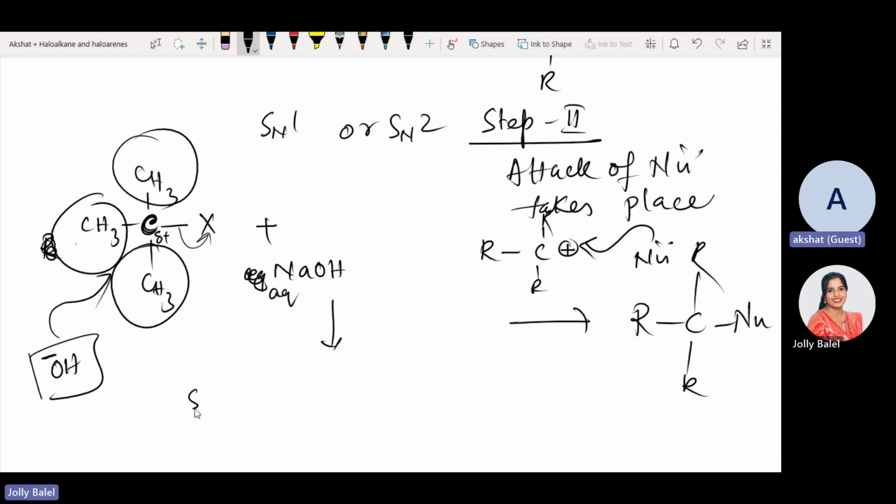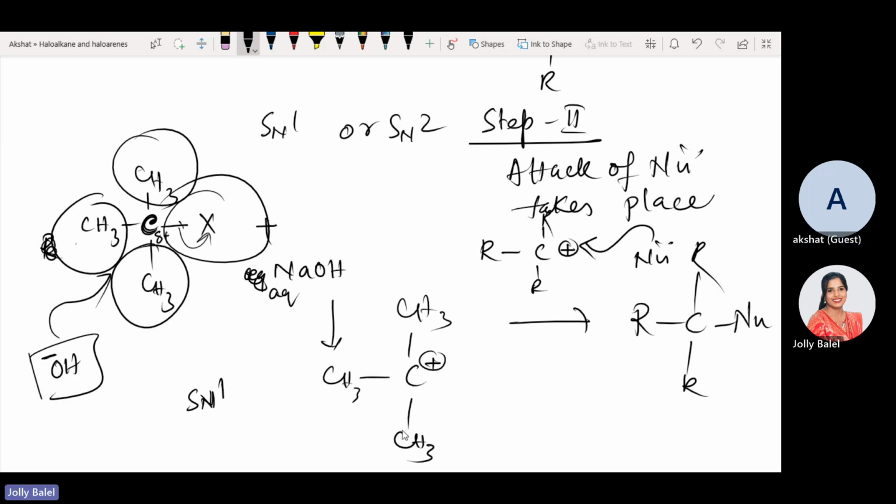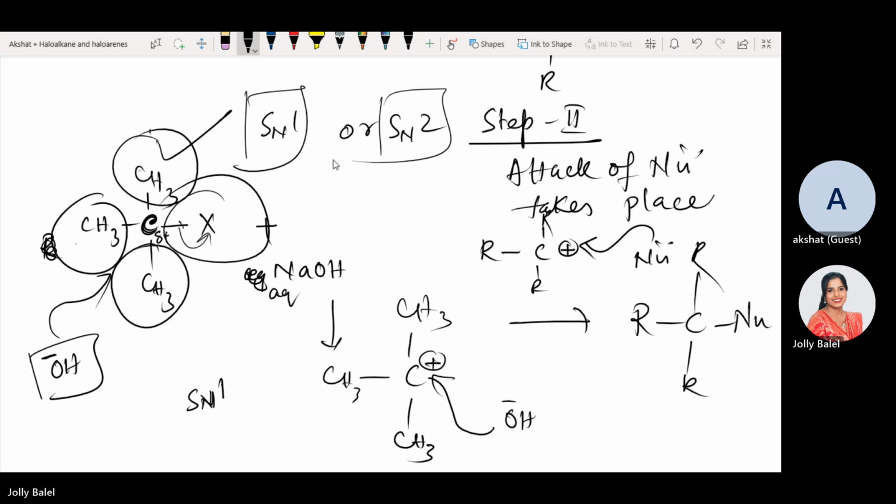If we go for SN1, it will first remove the leaving group and generate a carbocation, right? Then the nucleophile will get space to reach the carbocation. So can you tell me now whether this alkyl halide will choose pathway SN1 or SN2? Which pathway will it choose?